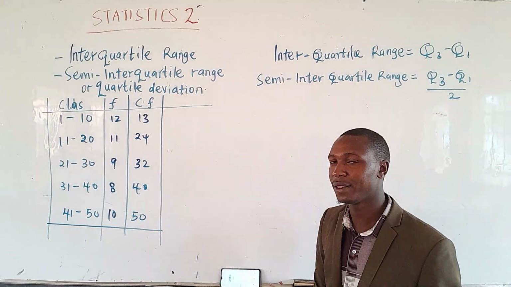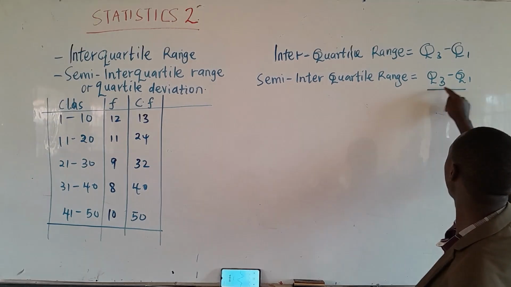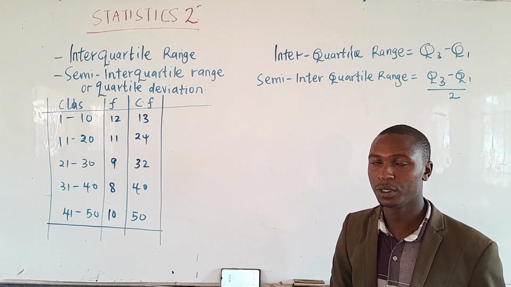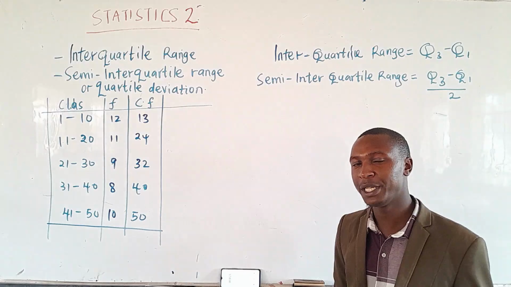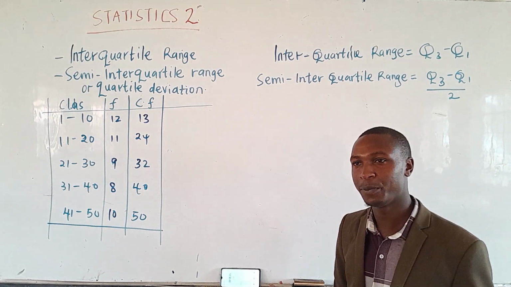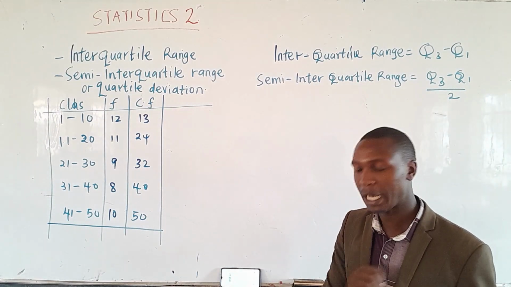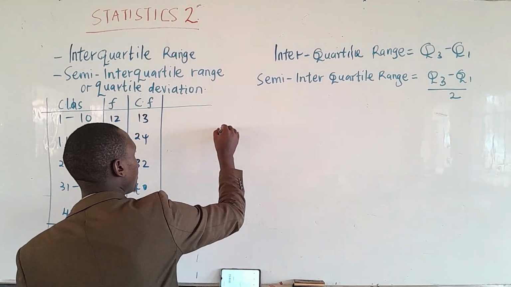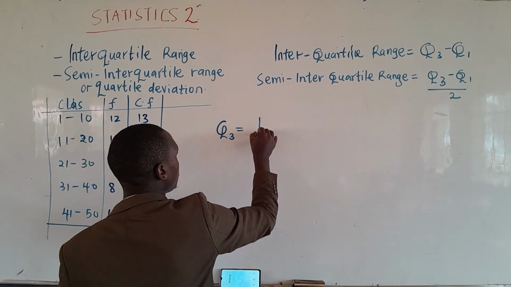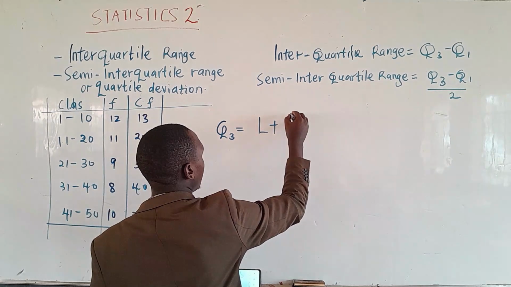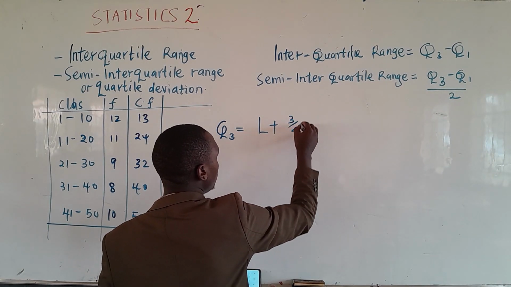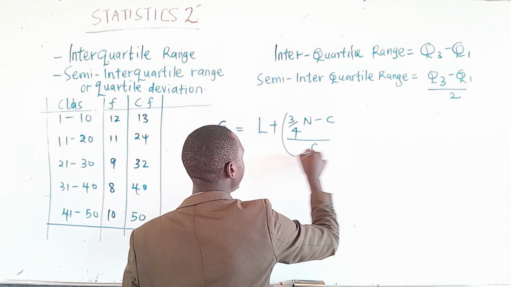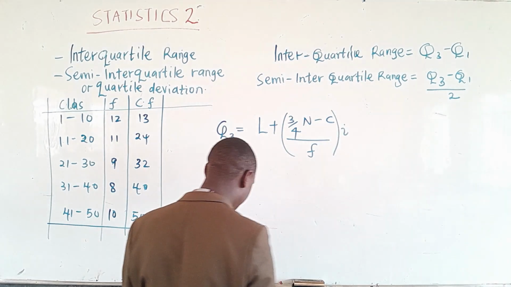So if you want to find the quartile deviation, you take Q3 minus Q1 and divide that by 2. In this example, we are going to do that. Remember, here we don't need the mean, we only need the upper quartile and the lower quartile. So to work out the upper quartile, Q3 is equal to L plus, 3 over 4 of N minus C, divided by F, and we multiply this by I.